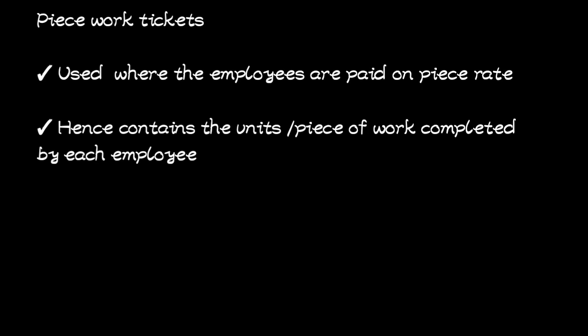The last document is the piecework tickets. So these ones are used where employees are paid on piece rate, like they are paid on how much they have produced or how much work they have done in a day. If you've produced maybe 100 units, you are paid accordingly. If you produce 80 units, you're paid less money. So it applies where employees are paid on piece rate. It contains the units or the pieces of work completed by each employee.